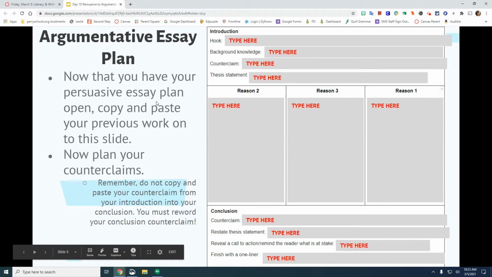So remember, we talked yesterday about the counterclaim and what that is. If you don't know, go back to yesterday's video and watch it. You are going to insert your counterclaim in between your background knowledge and your thesis at the top in your introduction. In your conclusion, you're going to start with your counterclaim and then put the rest of it after. So you need to not copy and paste your counterclaim from your introduction into your conclusion. You need to reword your conclusion counterclaim also. So your conclusion needs to be the same meaning but different words as your introduction.